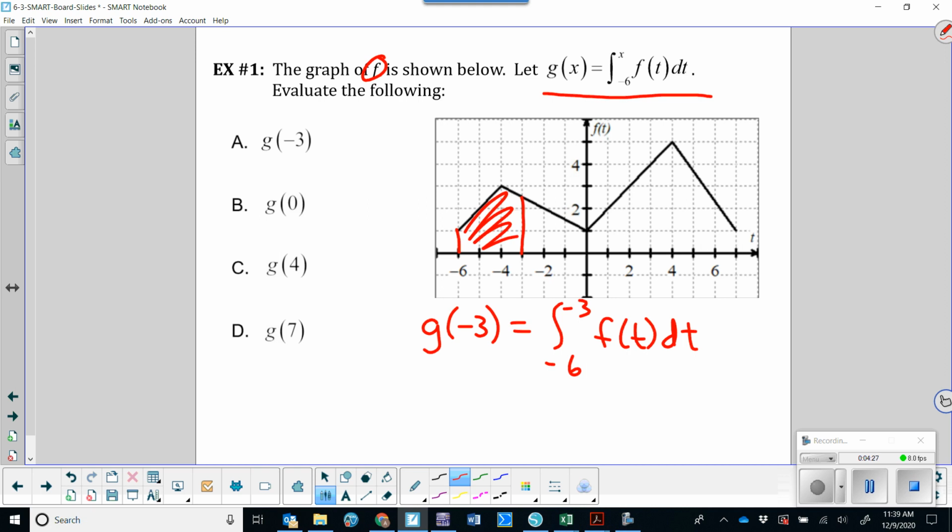Remember, we don't draw really hard when we shade it. I'm going to erase it because I can't really draw lightly with the pens, but you can just very lightly shade that. So if I want g of -3, I simply want this area, and I'm going to split it this way because that gives me two different trapezoids, and so I can find those areas.